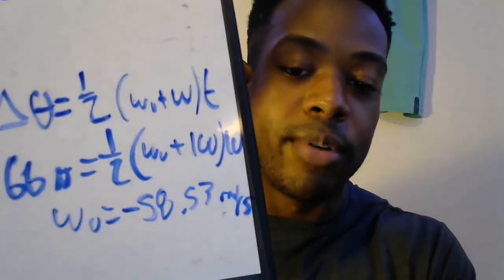Pause, make sure you've got your value first, but I'm getting negative 58.53 radians per second. So you should have gotten negative 58.53 radians per second for your initial omega, your initial angular velocity. So we've got initial angular velocity of negative 58.53 radians per second.